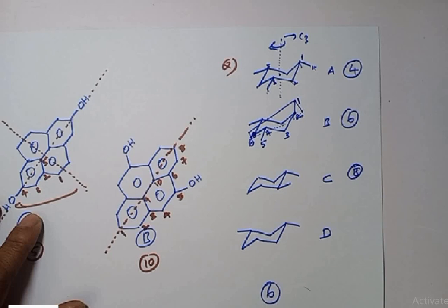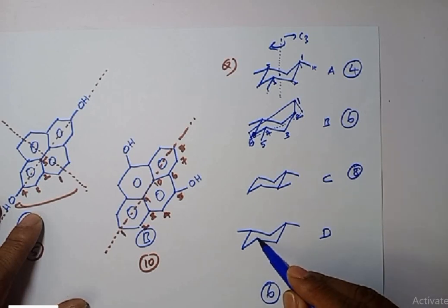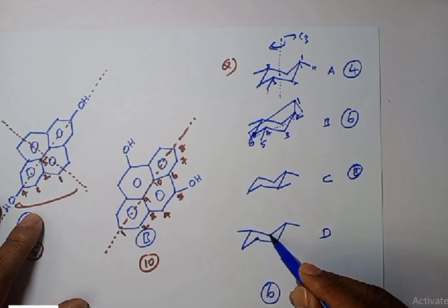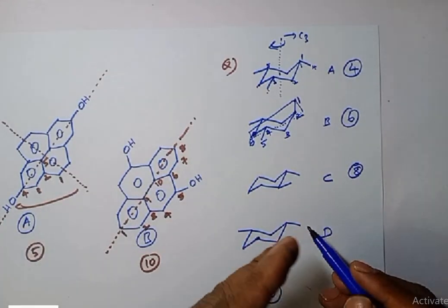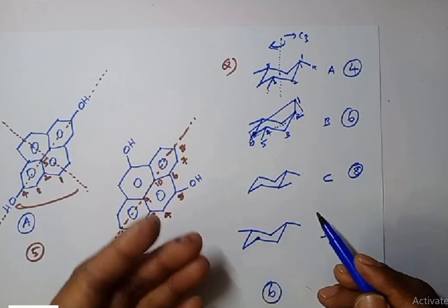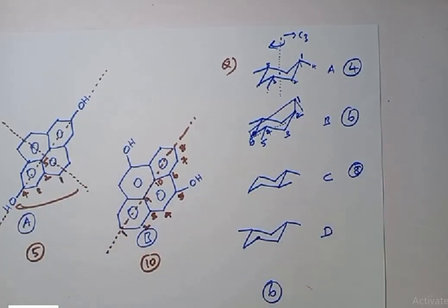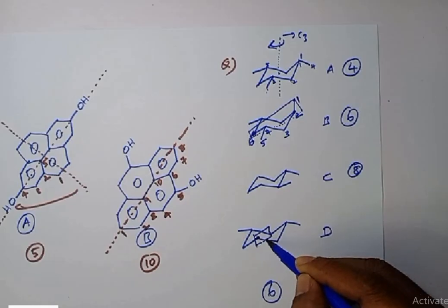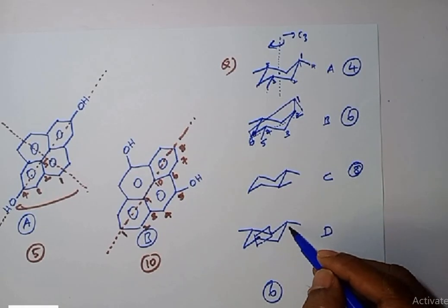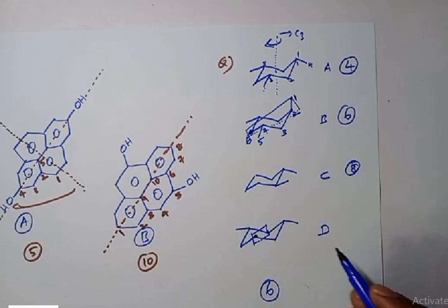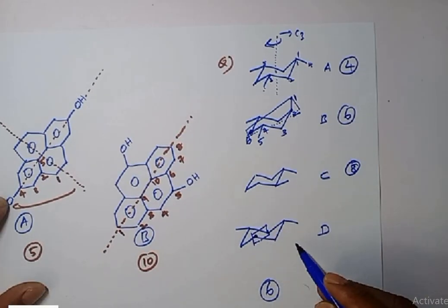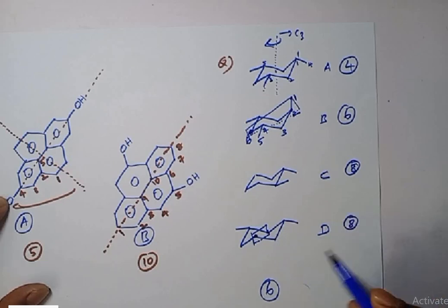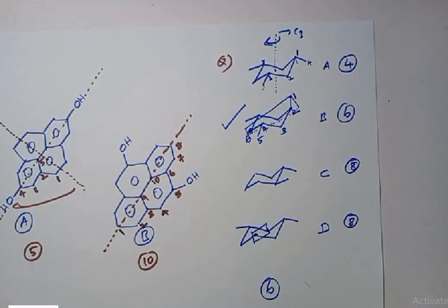So what about here? If I keep a plane passing through this carbon and this carbon, it's somewhat difficult to observe. It's somewhat difficult, but you won't get one. No, there is no plane of symmetry observed. If I keep a plane passing through this carbon and this carbon in this manner and do a reflection, it will reflect to the other side. No, we won't get that. So here also all the groups are different, so we'll get 8 signals. So only the second one will give 6 signals in its NMR spectrum.